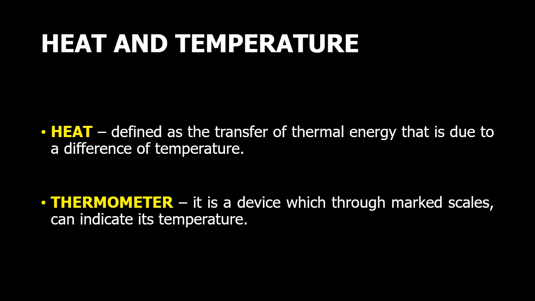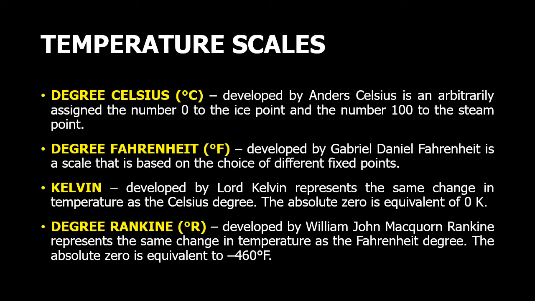So how do we measure heat? Or rather, temperature. A thermometer is used to indicate the temperature of an object, and we have several temperature scales that are widely used across the world. In the modern world, we have 4 temperature scales that are used by different countries. First is the most widely known, the degree Celsius or degree centigrade. It was developed by Anders Celsius and arbitrarily assigns the number 0 to the ice point and the number 100 to the steam point. So it is also known as the degree centigrade.